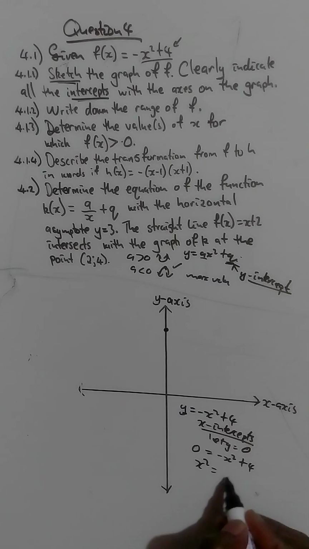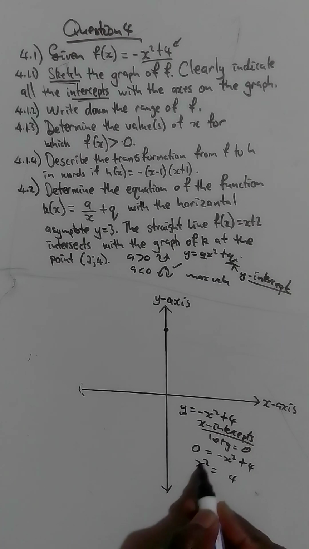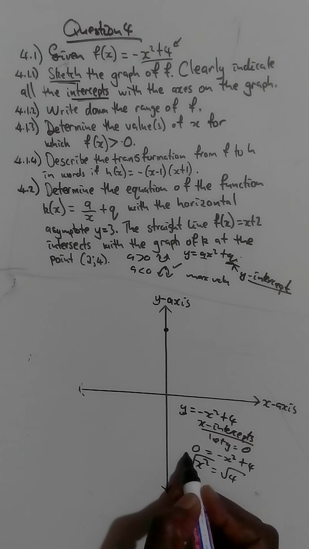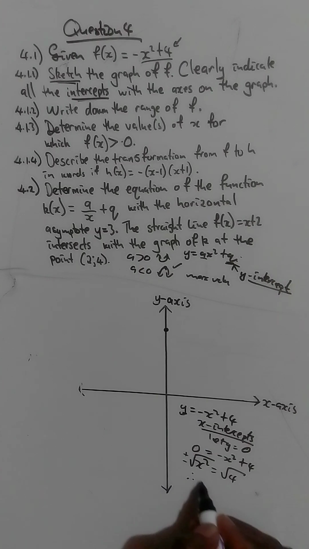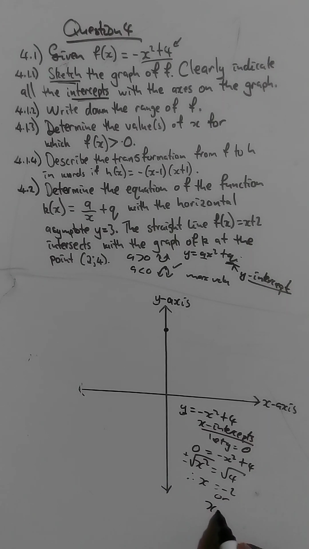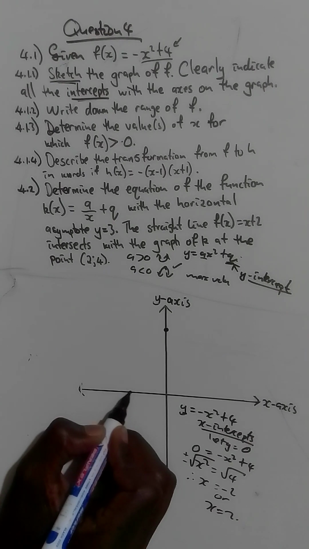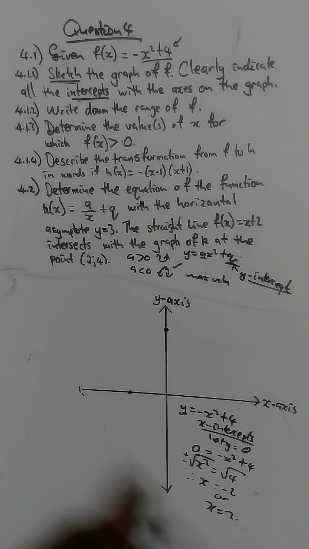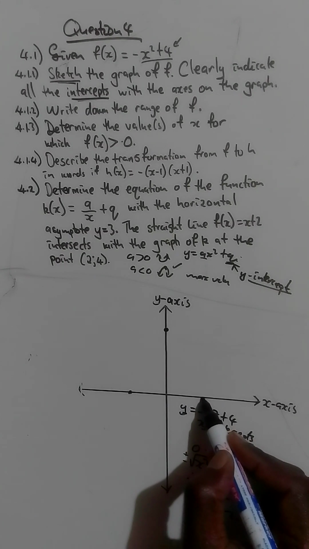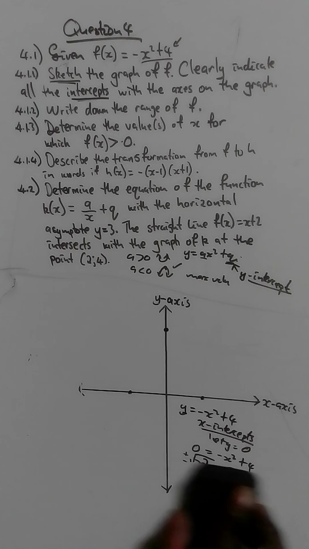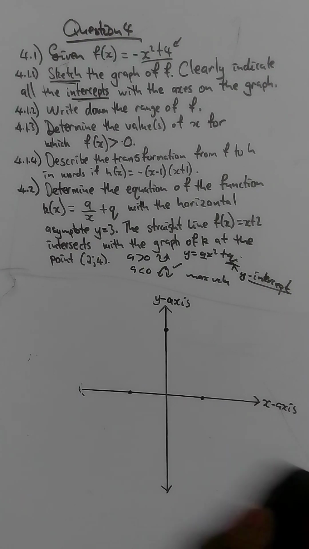Now, since I've got positive 4, remember, x² implies that for me to remove it, I must use a square root. But now I've got a plus or a minus. So therefore, my x is equal to -2, or my x is equal to positive 2. Meaning to say that at this juncture, this is my x equal to -2, and at this other point, my x is equal to positive 2, right? Then from there, I can now plot, or I can now sketch.